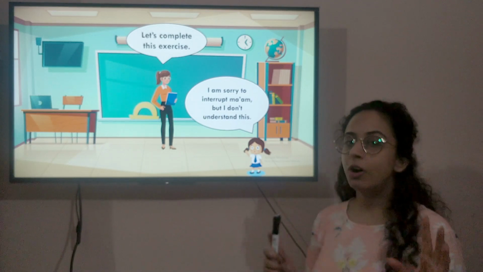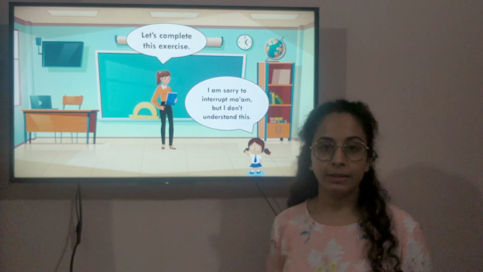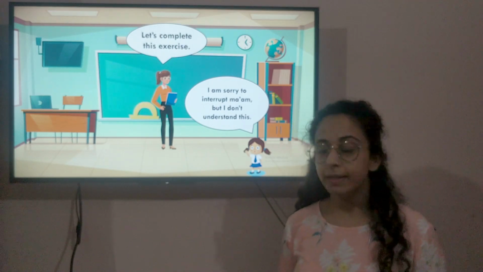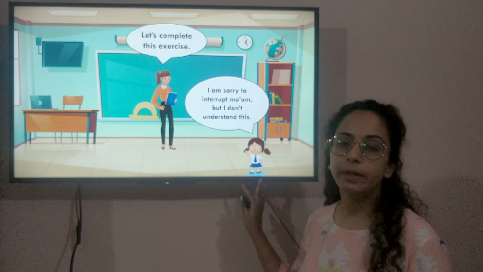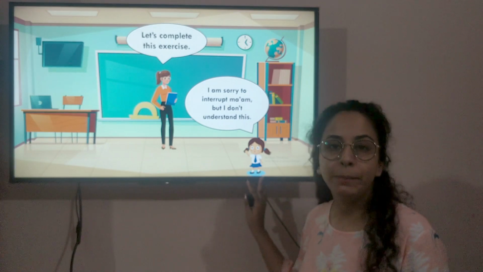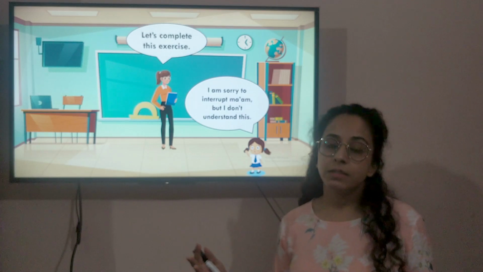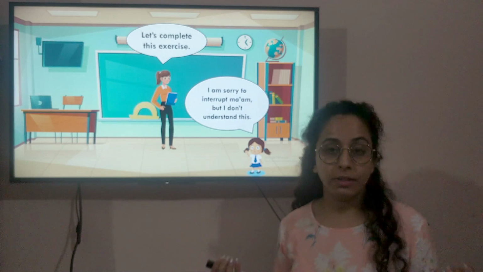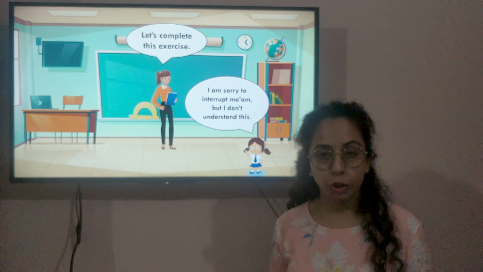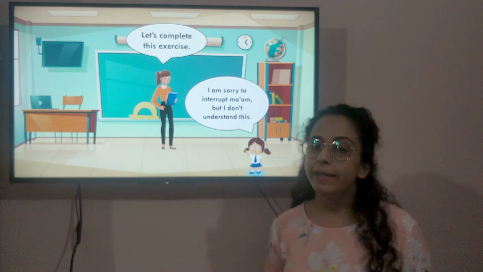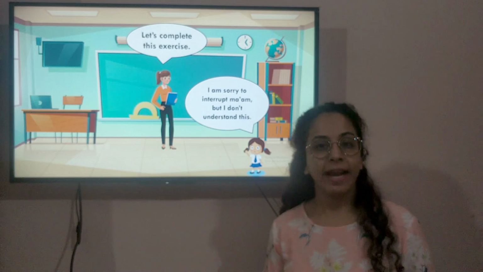So the child is not understanding the concept, so she has to interrupt, right? This is how she interrupted, in a polite manner. Just imagine if you say, I don't understand this, please explain it again. It would be considered rude, and you should be polite and kind when you're talking to your elders.